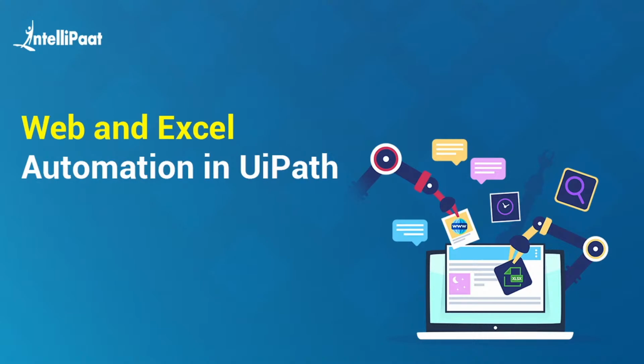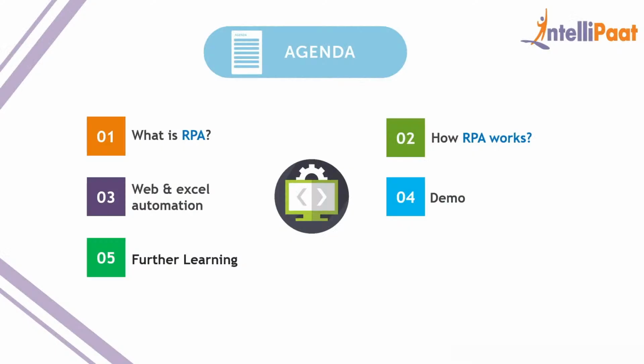Now, let's talk about today's agenda. Today's agenda is fivefold and pretty straightforward. We'll be beginning with a very brief introduction to what is RPA. Then we'll understand how RPA works in our second section. Once we have that in the bag, we'll talk about web and Excel automation.